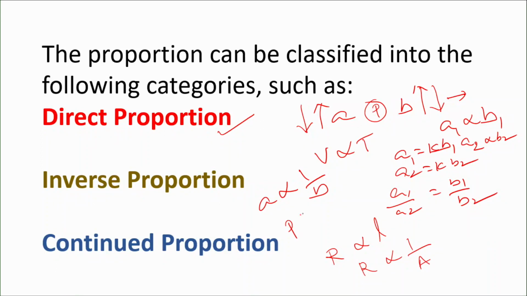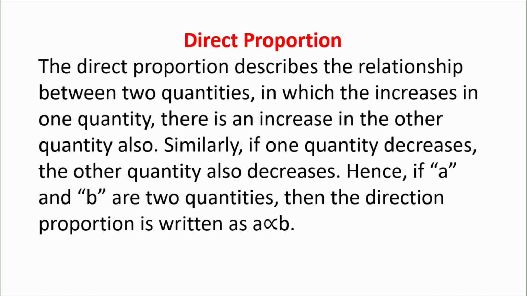Already I said P is proportional to 1 by V. At constant temperature, when the pressure increases, the volume decreases. This is called Boyle's law. Clear? So, you can say this about inverse proportion. When P is proportional to 1 by V, then we can say PV is constant, or you can say P1 V1 is equal to P2 V2. That is called inverse proportion. Now, continued proportion. Before going to discuss all these things, I will discuss one by one once again.